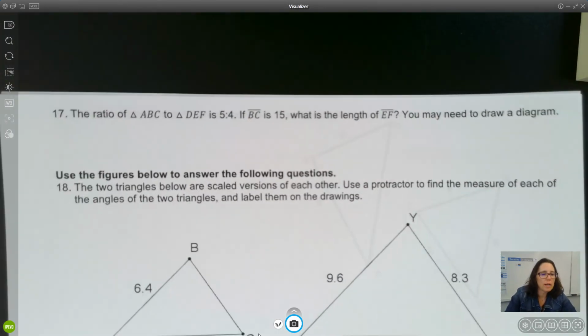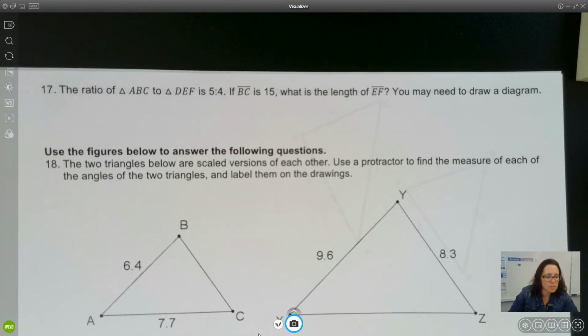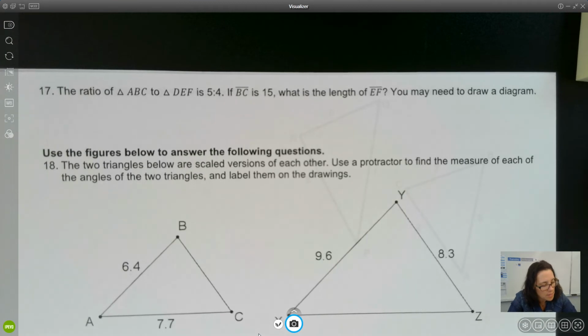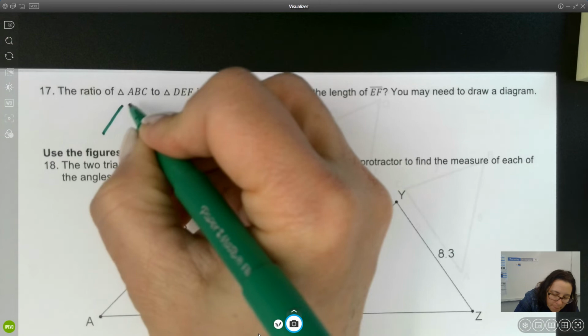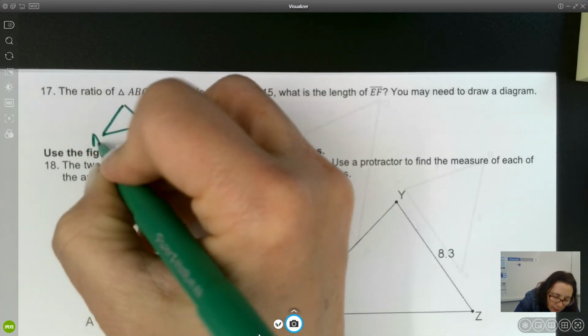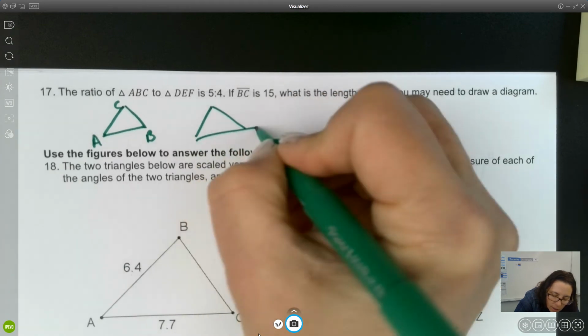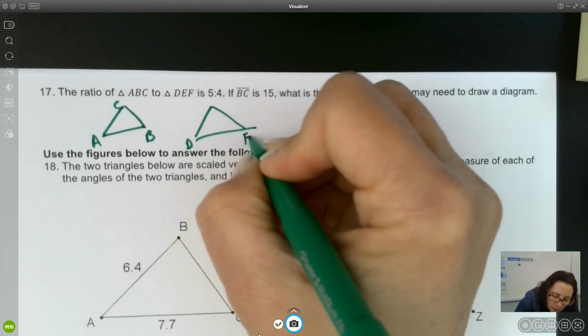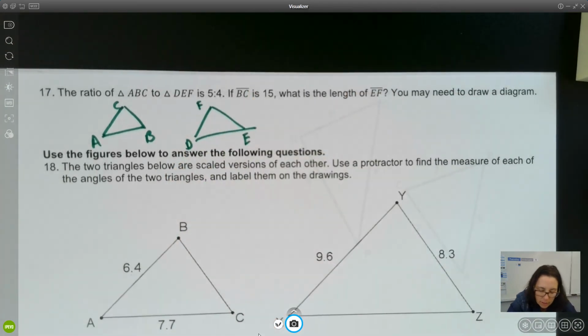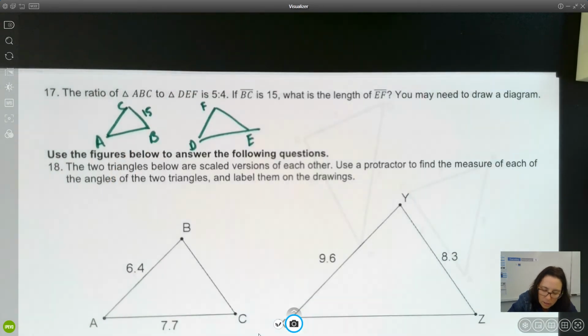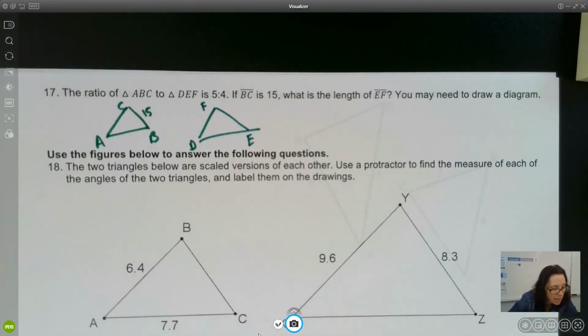The ratio of triangle ABC to DEF is 5:4. If side length BC is 15, what is the side length of EF? You may need to draw a diagram. A, B, C, D, E, F. Okay, BC is 15. What is the length of EF?